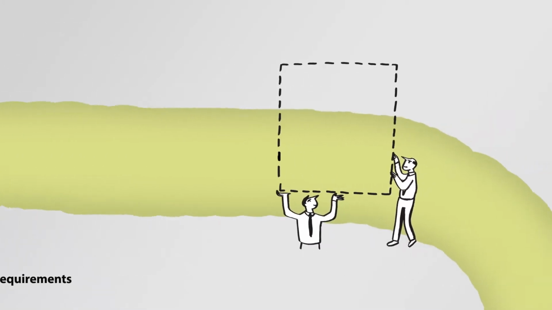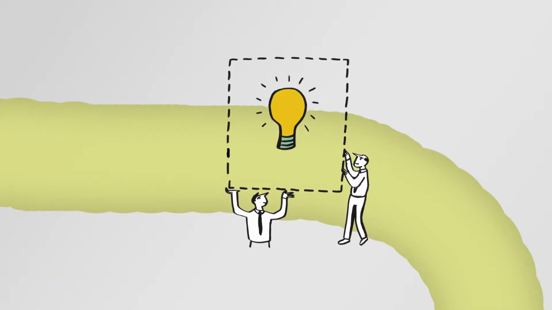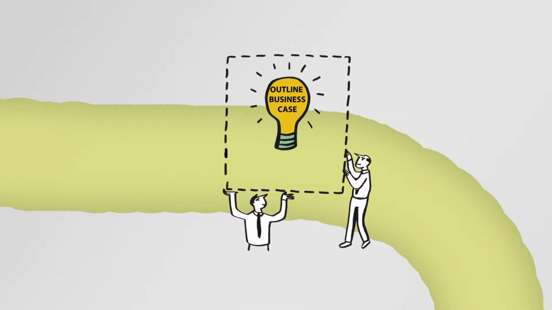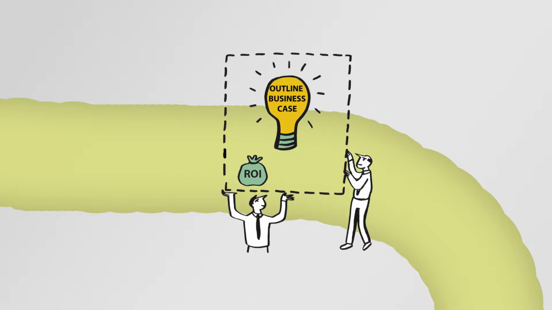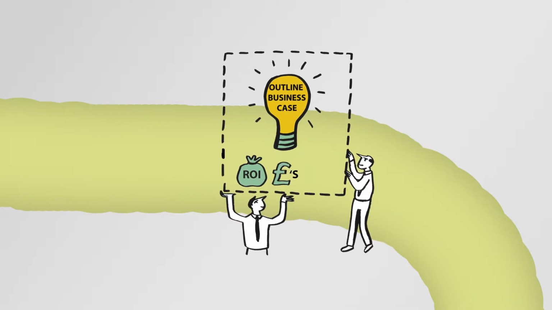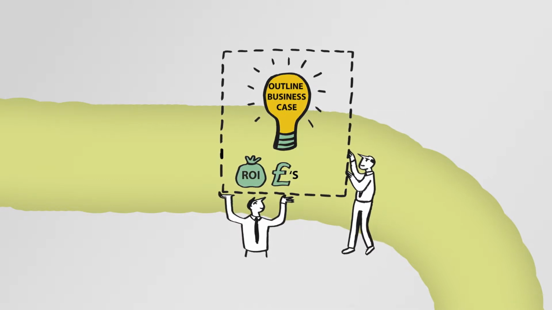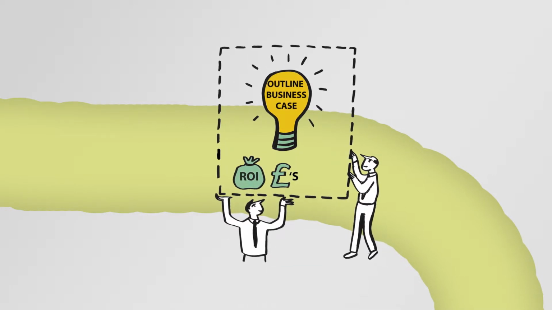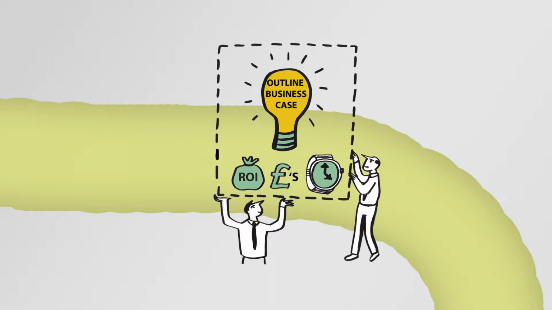Working with the business subject matter experts, they will create an outline business case. The outline business case will provide our options on how the work can be delivered and will include a recommendation on whether any software should be bought from external sources or should be built internally. It also includes a high-level outline of the potential costs and benefits, the return on investment, and the likely timescales involved.